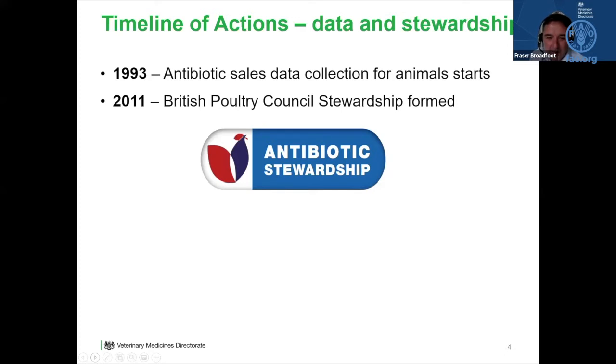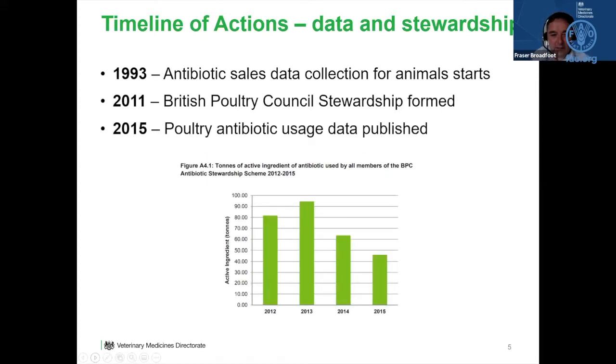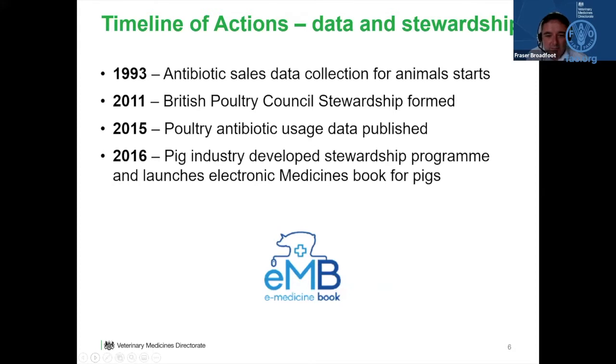So they put together a system where they collected antibiotic usage data from the producers and the farmers. I'm showing you now what was published in 2015, looking again at tons of antibiotic active ingredients. What you can see is a really significant reduction if you compare 2012 with 2014 and 2015. That showed the British Poultry Council that the measures they were putting in place were effective, which is important. But it also stimulated some of the other sectors to collect their own data as well. And so the pig sector developed their own in 2016.